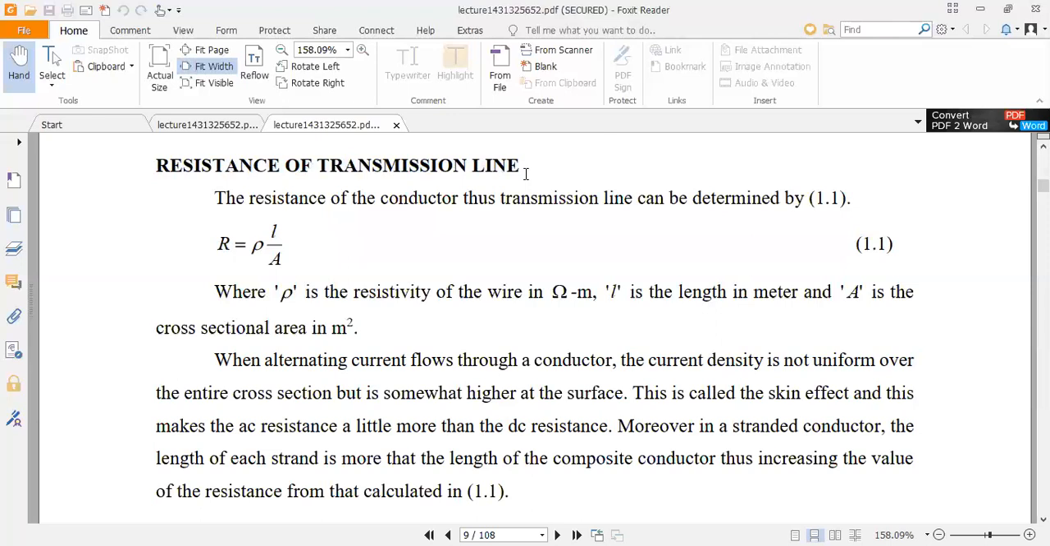So in the next section, we will see how we calculate the inductance of the transmission line.